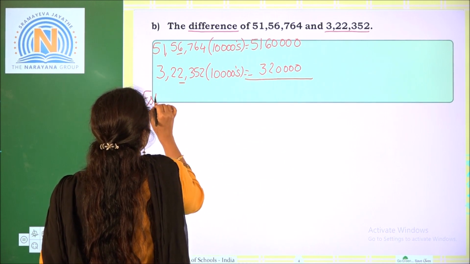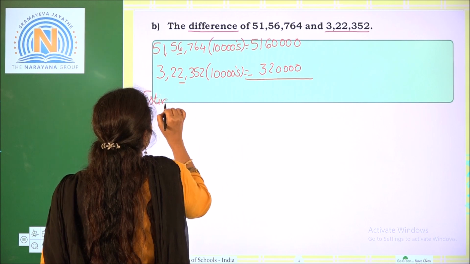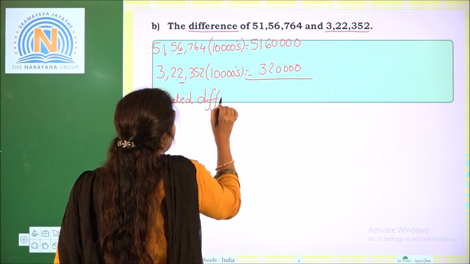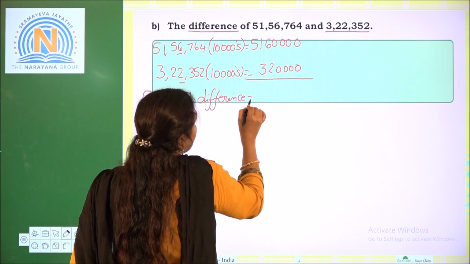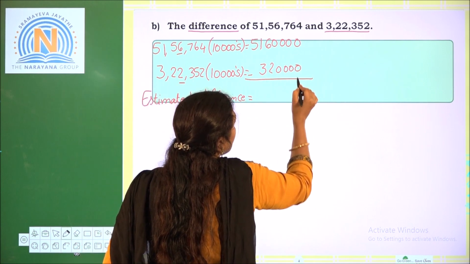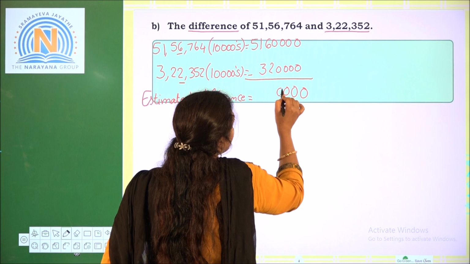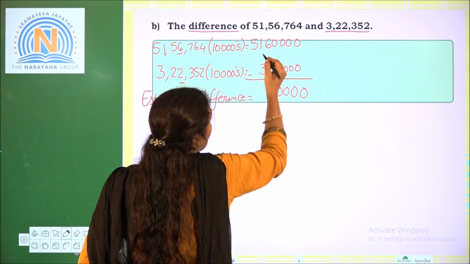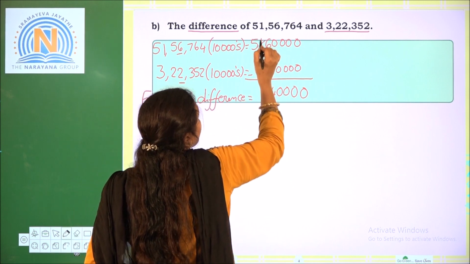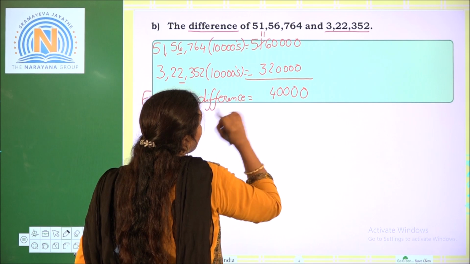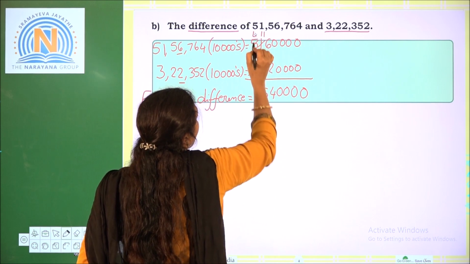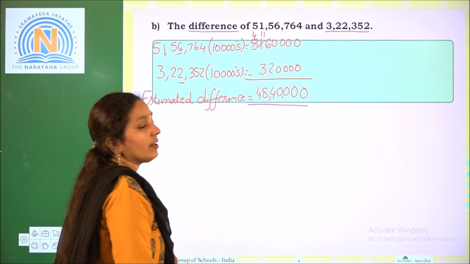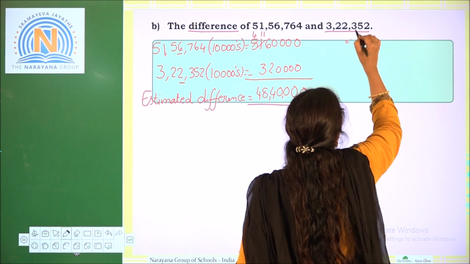So the estimated difference is: 0 minus 0 is 0, 0, 0, 0. Now 6 minus 2 is 4. 1 minus 3 we cannot. This 1 will become 11. 11 minus 3 is 8. This 5 will become 4. Now 4. So we get 48,40,000. Now actual difference.